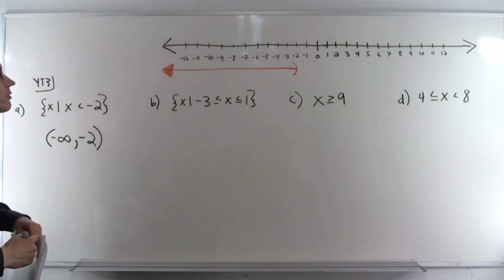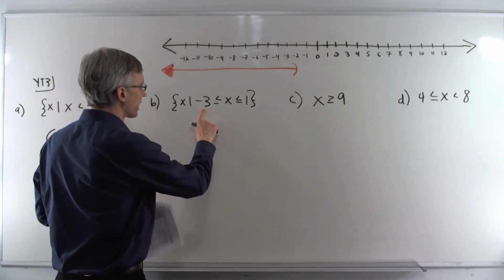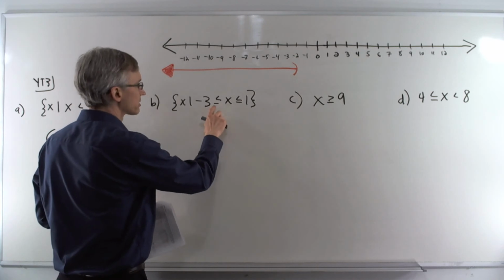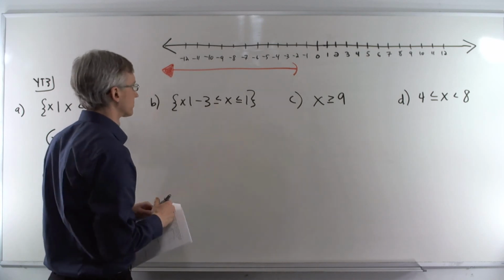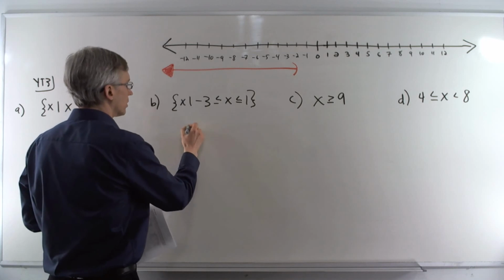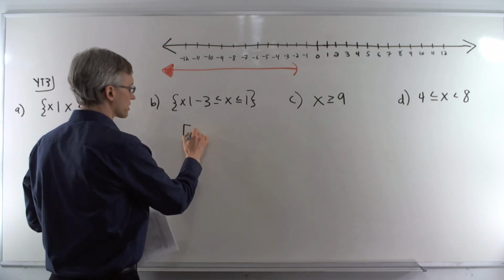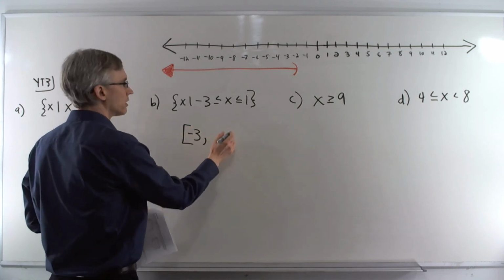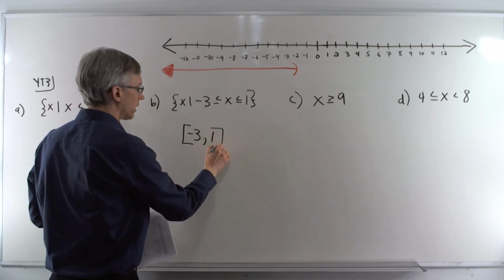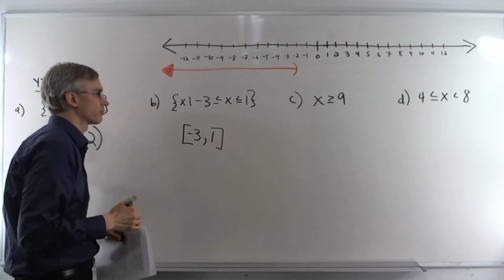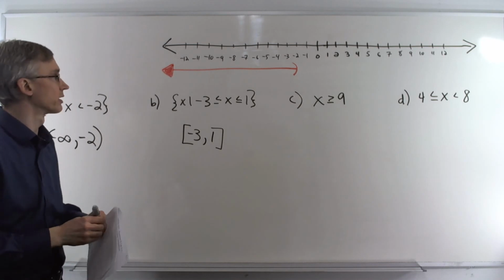Next up, we've got all numbers between negative 3 and 1, including the endpoints because it's less than or equal to. So in interval notation, we'll start with a smaller number on the left, go to 1 on the right, and brackets indicate that negative 3 and negative 1 and positive 1 are in the solution set.